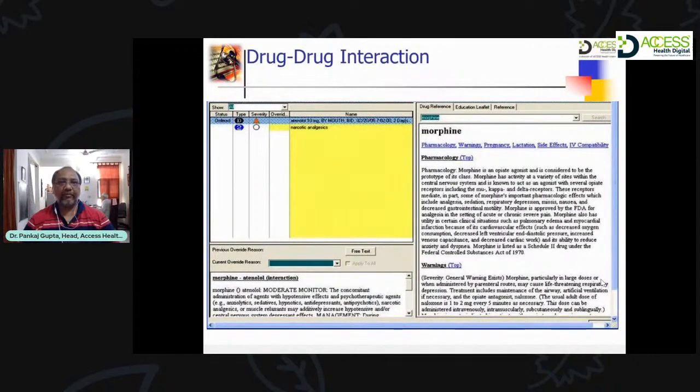So, if you were to give any of the narcotics together with atenolol, there is a good chance that there will be a central nervous system depression, and this is something that has to be avoided. So the system has enough intelligence built into it to throw an alert at the doctor and say, hey, do you want to give any narcotic with atenolol? I think you should be avoiding it. So the doctor will most probably make corrections.